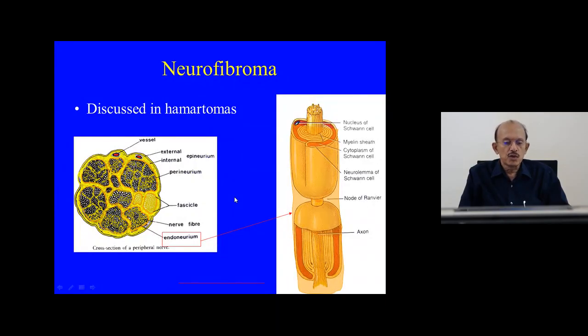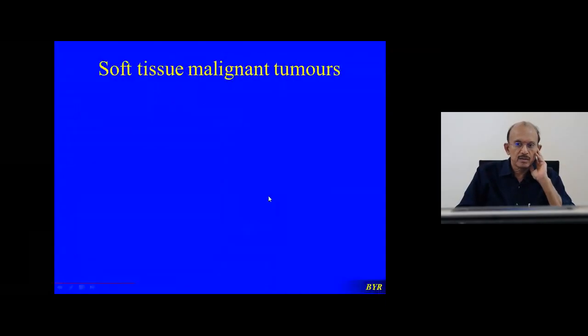From which tissue does neurofibroma arise? It's very good. It arises from the endoneurium. Very good.